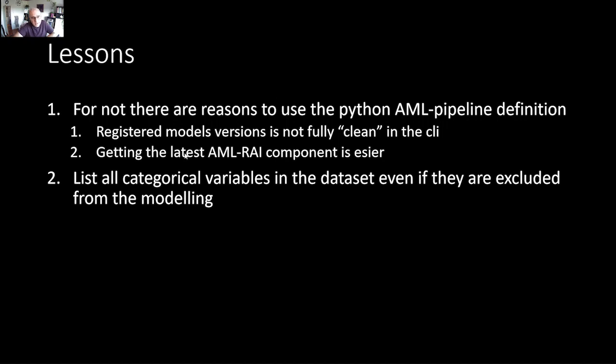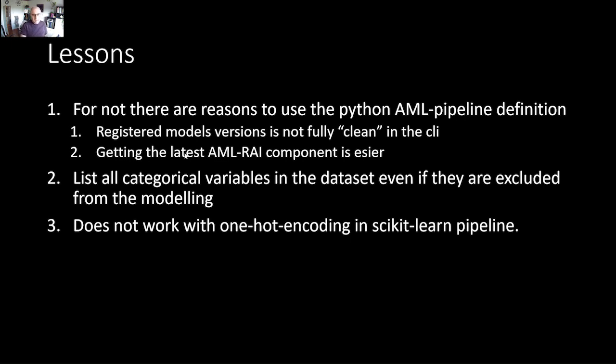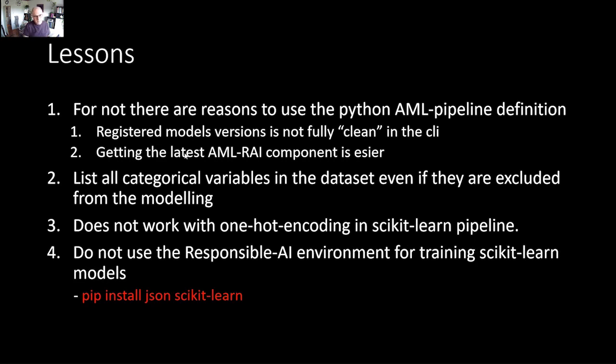Definitely, you have to list all the categorical variables in the dataset for the responsible AI, even if you didn't use them in the model itself. Because it says, look, it scans the data that you give it, and it says, I see here things that look categorical. I can't do anything, I break. And I tried one-hot encoding, and it did not pass through nicely to the responsible AI component. You have to do the hard code encoding first, build it in as a feature, not through the scikit-learn pipeline, and that won't work. So you need to work a little bit harder.